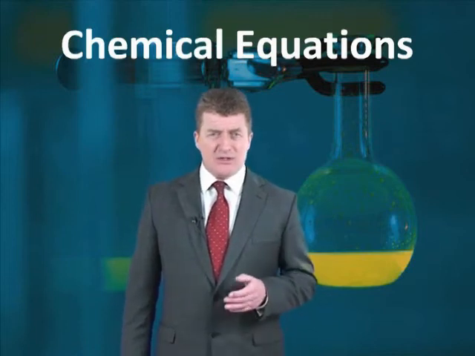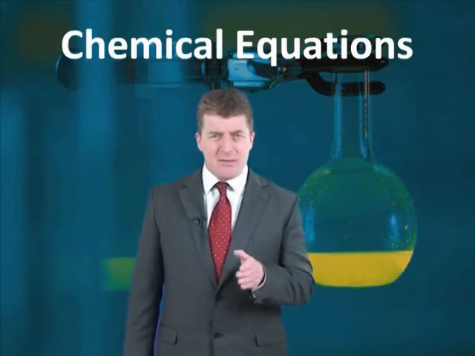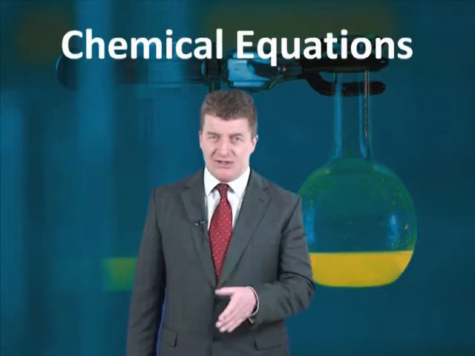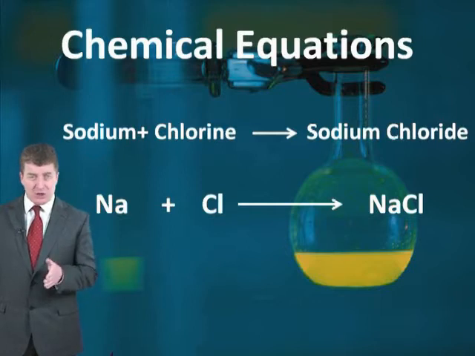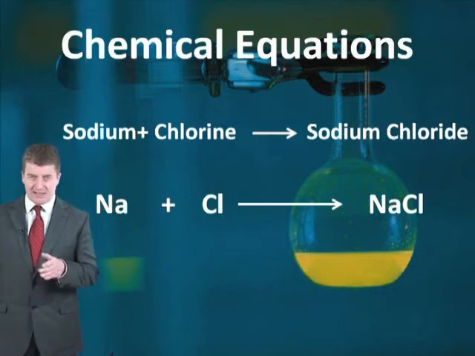Now in this module I want to discuss chemical equations. The main one I want to discuss is how to balance an equation. This is a chemical equation here. What this says is that one molecule of sodium combines with one molecule of chlorine to make one molecule of sodium chloride. Can you see that there?